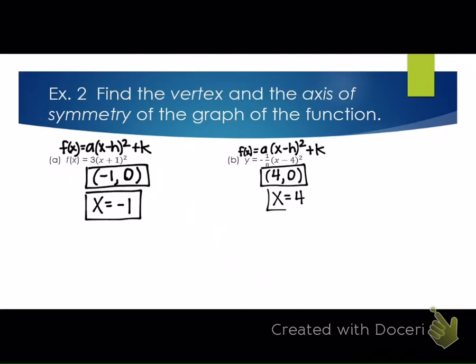X equals 4. Okay, remember, it's an equation. Always x equals because it's a vertical line. So it's always going to be x equals, and the x coordinate of your vertex and the axis of symmetry are the same value. All right, how many of you got x equals 4 as your axis of symmetry?